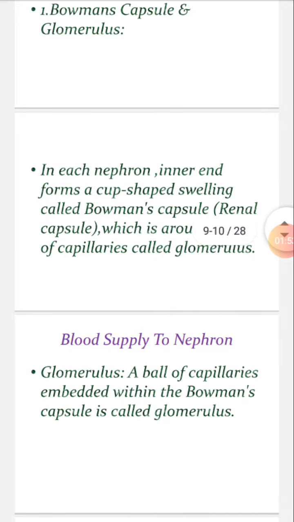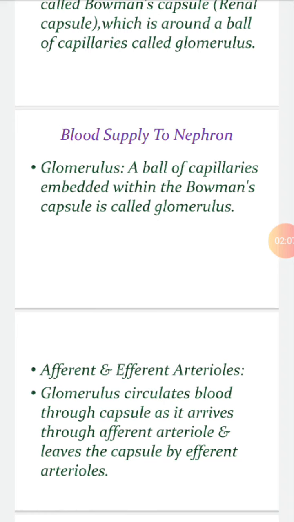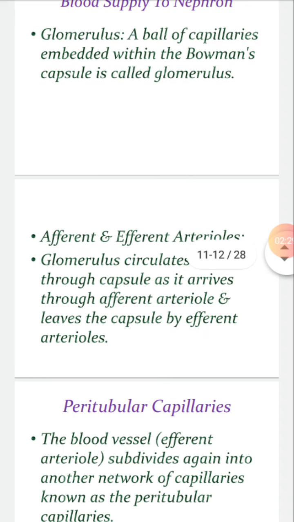Now, blood supply to the nephron. Glomerulus: a ball of capillaries is embedded within the Bowman's capsule and is called the glomerulus. Afferent and efferent arterioles. Smaller arteries are called arterioles. The glomerulus, that is the ball of capillaries, circulates blood through the capsule. Blood arrives through the afferent arteriole and leaves the capsule by the efferent arteriole. That is, from one arteriole blood enters, and from another one it leaves.